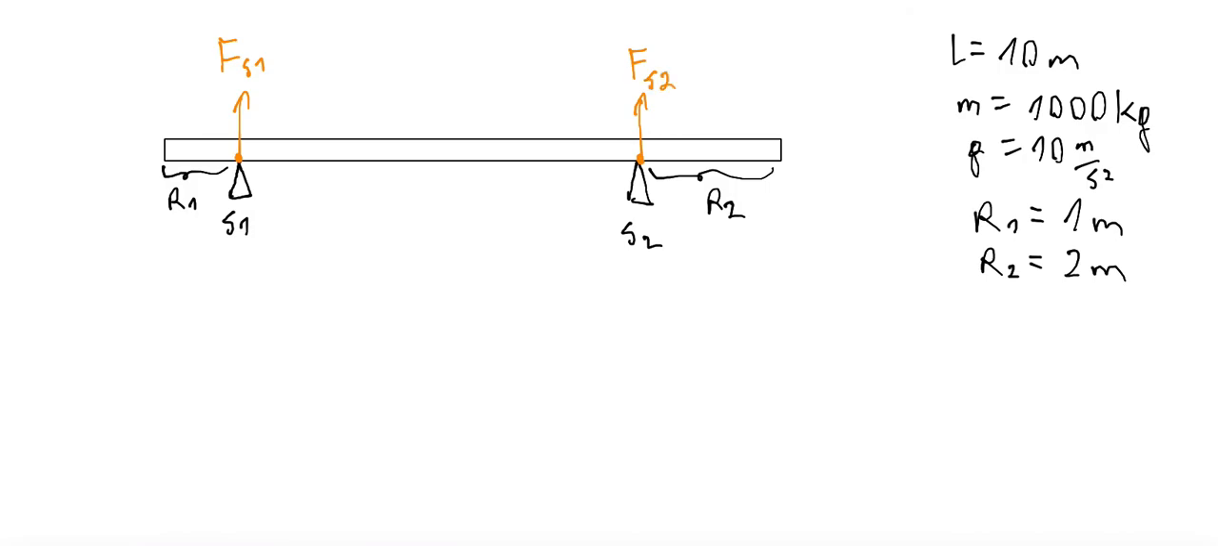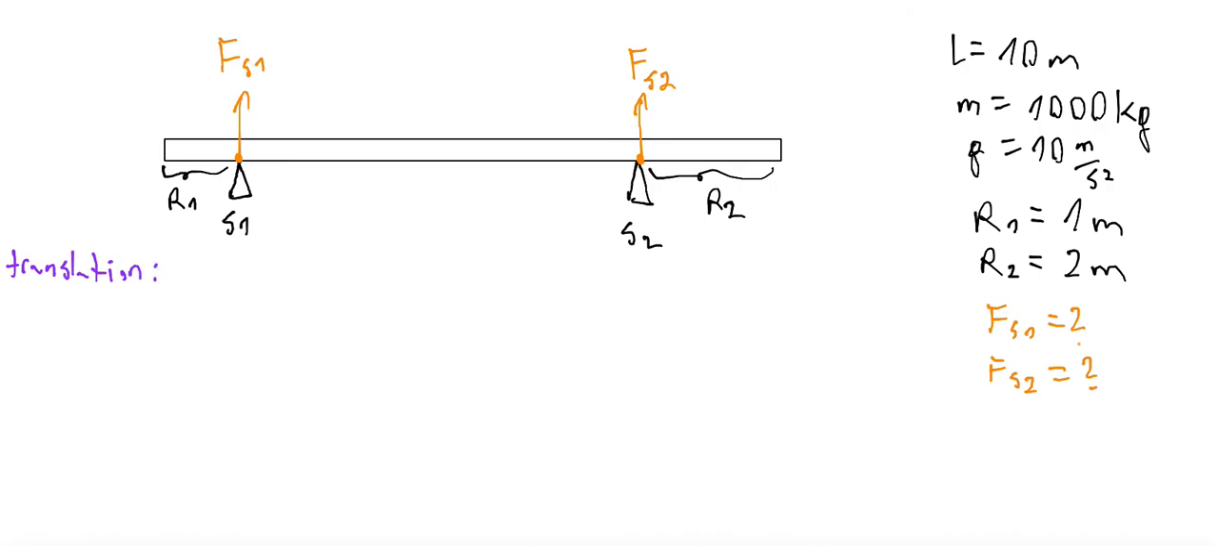Again, the force is not uniformly distributed because support 1 is at a different distance from the left end of the rod than support 2 from the right end of the rod. So to solve this, we have to use two equations because we have two unknowns. Let's start with the first equation for translational equilibrium.